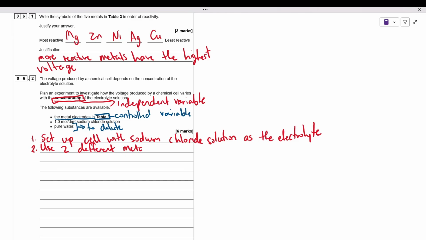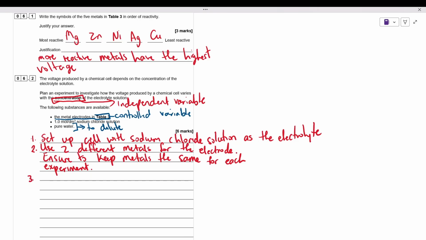Okay, the second one, use 2 different metals for the electrode. Right, I'm going to put a note there. Ensure to keep metals the same for each experiment. So that's just a note to my examiner that I'm going to keep the metals constant. I'm not going to be adjusting those.